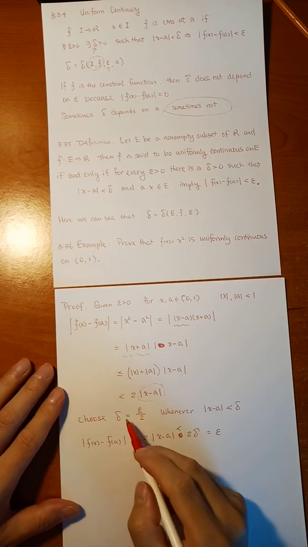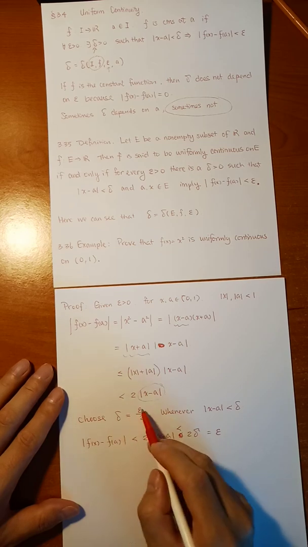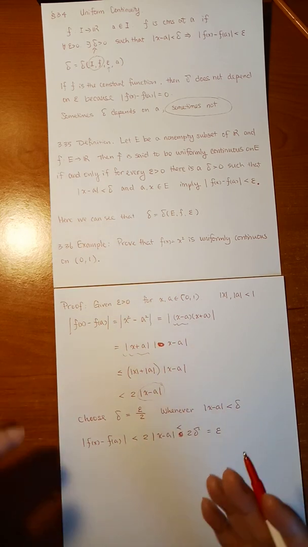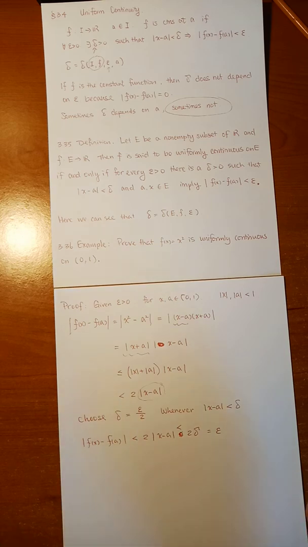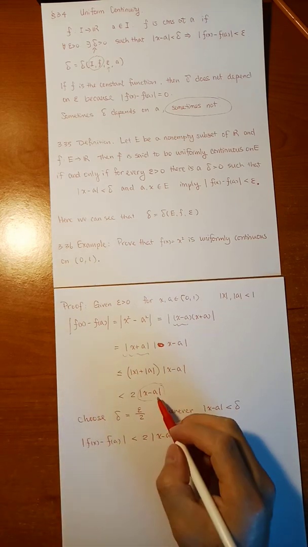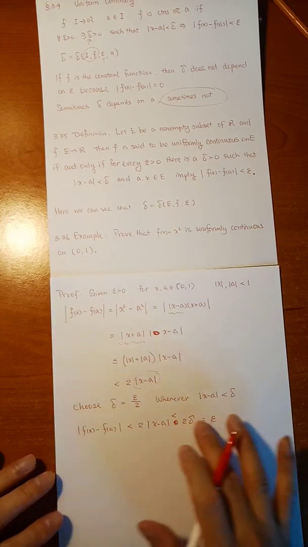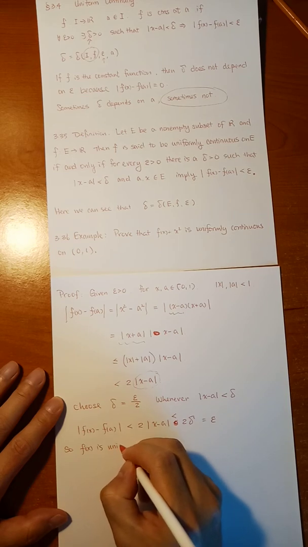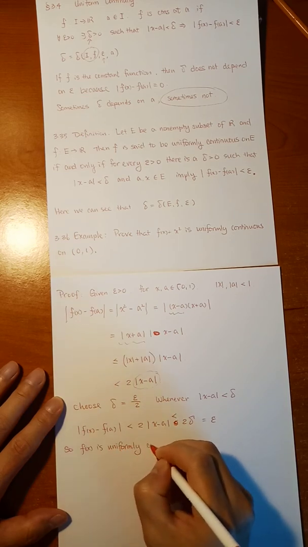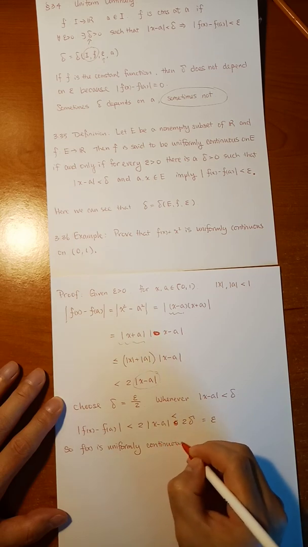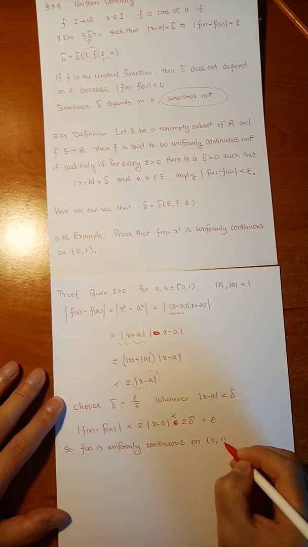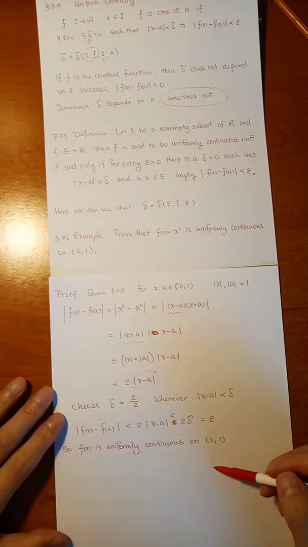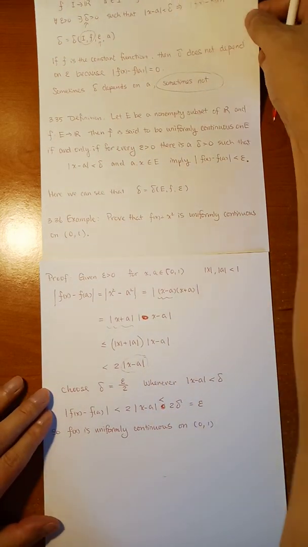Then you see here this delta has nothing to do with a or x. That's why we call it uniform. Uniform in terms of a base point. There's no base point. Whenever two points, x and a, are close enough, you always have this property. So fx is uniformly continuous on the interval 0, 1. Of course, uniform continuity implies continuity. This is a strong continuity, right? Remember that we have it.